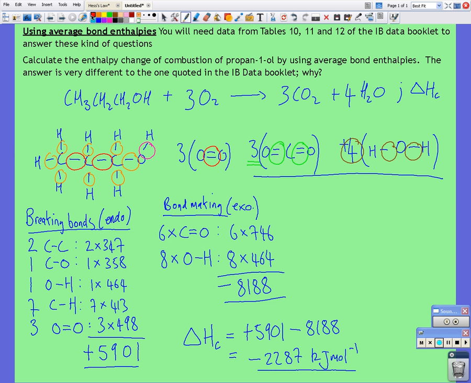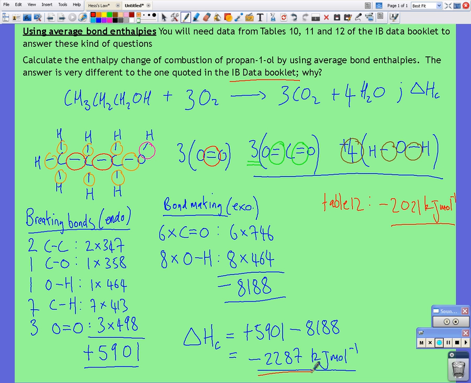Now the next question says, have a look in the IB data booklet to see what they give for the enthalpy change of combustion. If you look in table 12, it gives you the enthalpy change of combustion as negative 2021 kilojoules per mole. And we've got negative 2287. Now why are they so different?